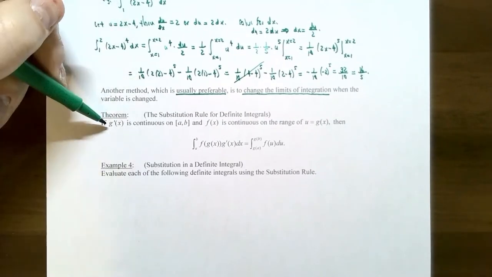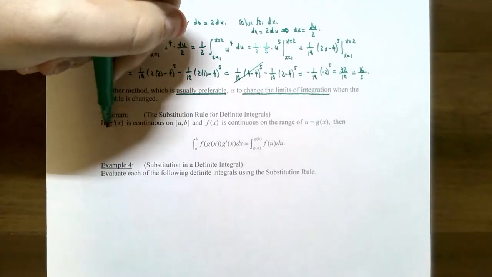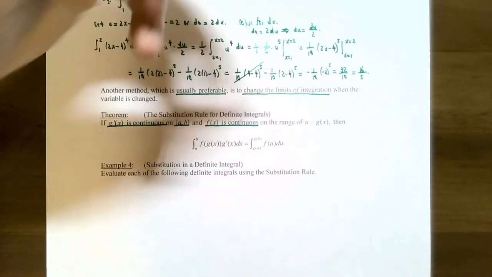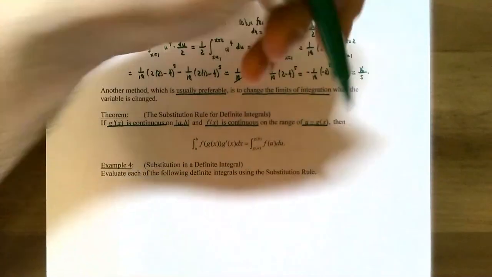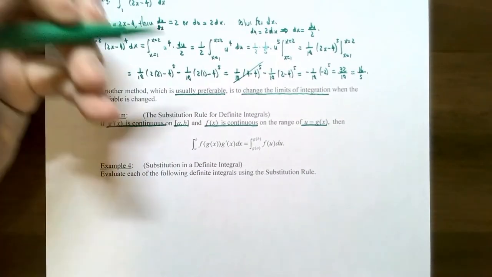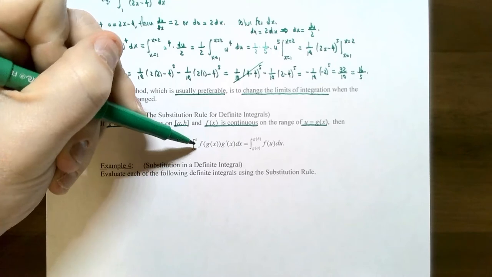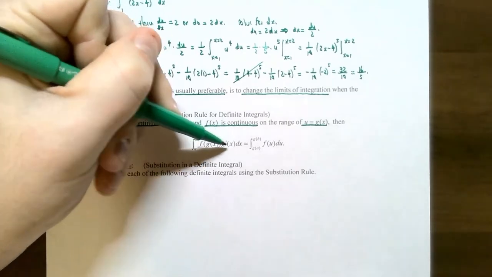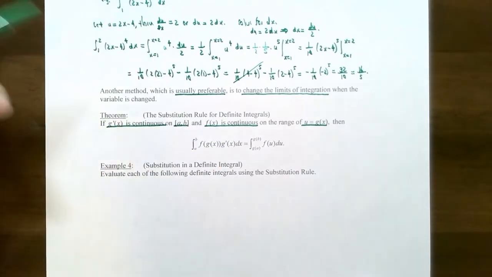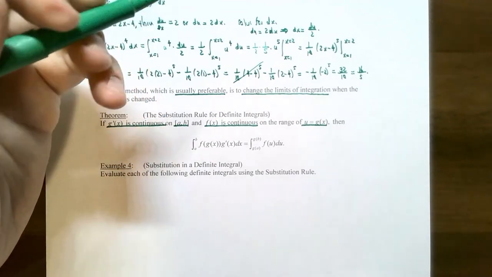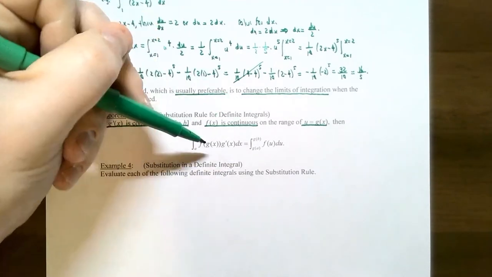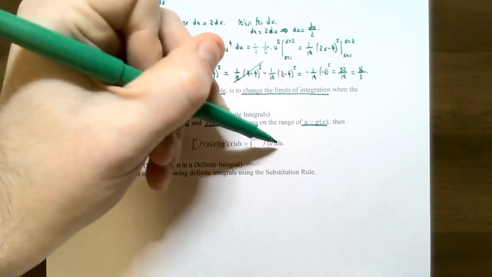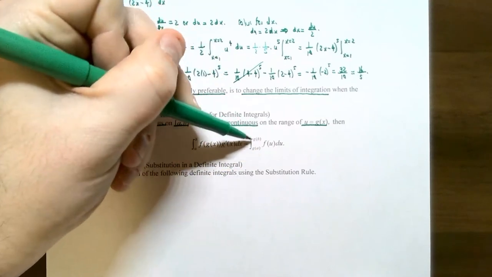You have g prime that is continuous on a closed interval [a, b], you also have f of x continuous on the range of the inside function. That's just because of composite functions. Then the definite integral from x equals a to x equals b of f of g of x, g prime of x dx, which we know replaces with du. Well, here's what the theorem states. You can change g of x to u as your inside function. You can change g prime of x dx to du, but you also have to change the limits of integration.